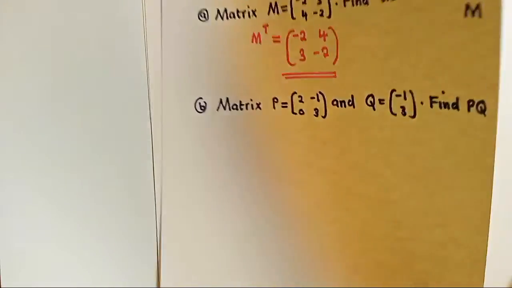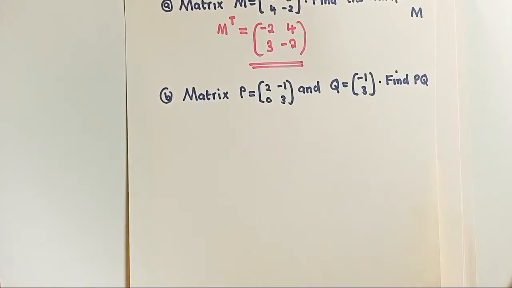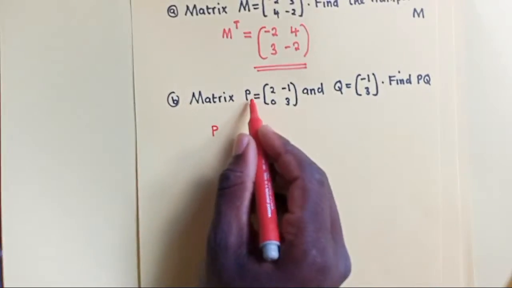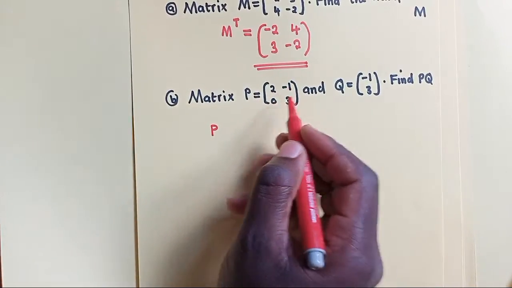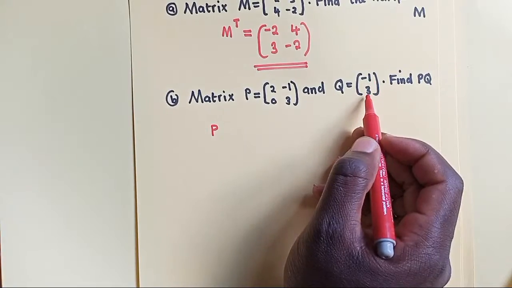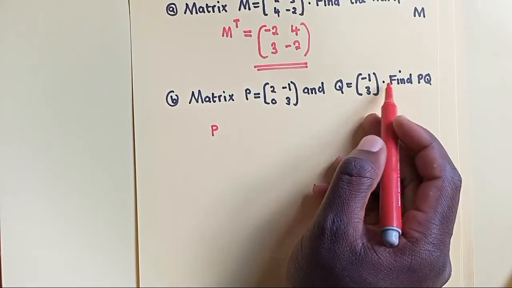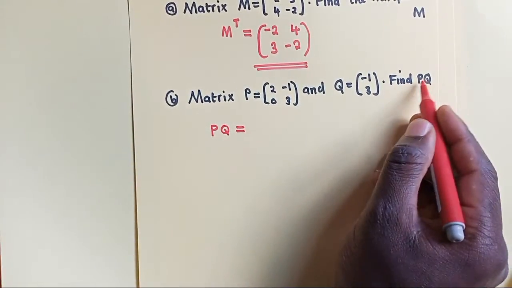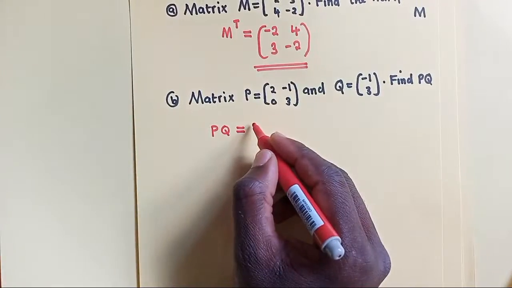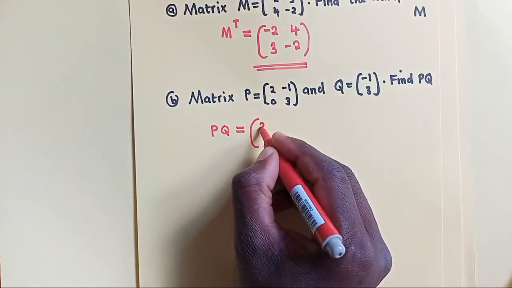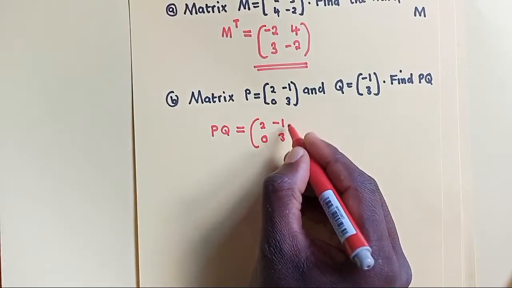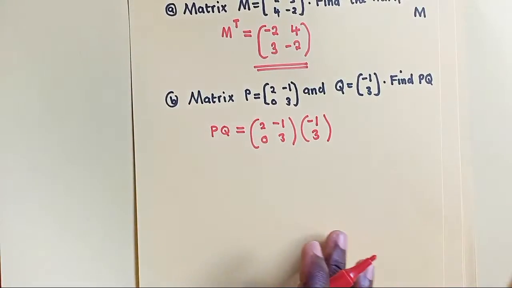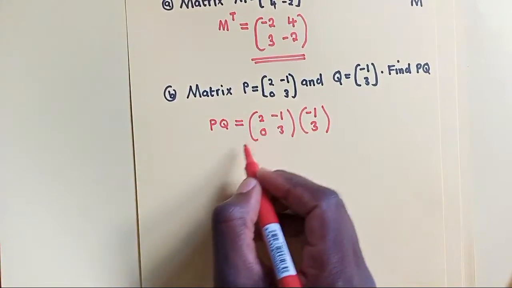For B, matrix P is 2, 0, -1, 3, and Q is equal to -1, 3. Find PQ. So we need to find PQ. When you see that the letters are following each other, just know that it's a multiplication. So our P is 2, -1, 0, 3 there, and our Q is -1, 3. Okay, so we now start multiplying.